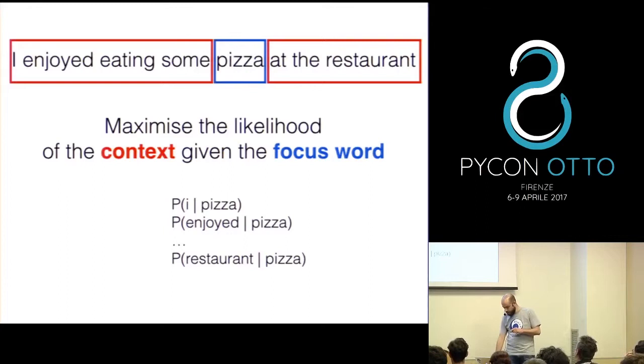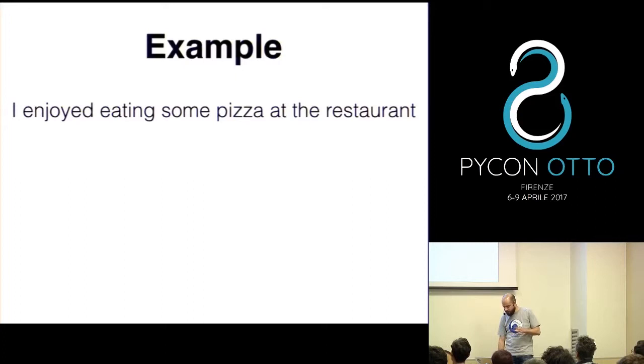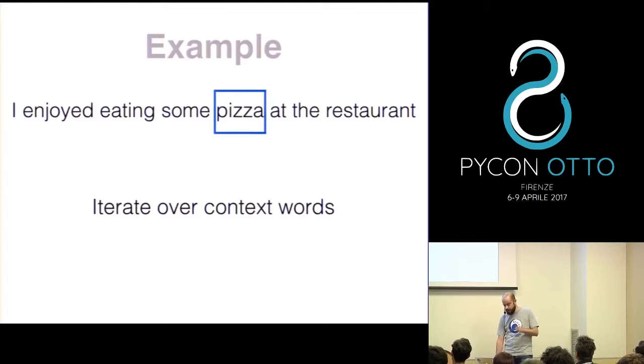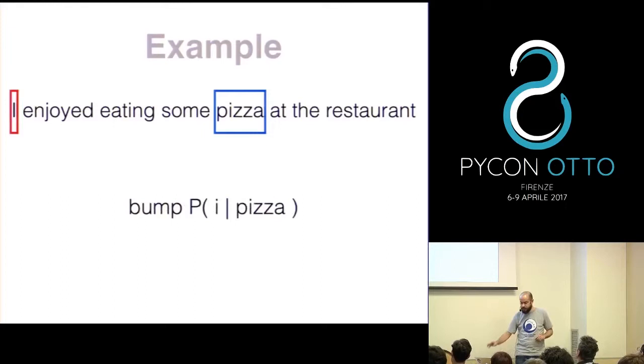So a few more details with this example to see how the algorithm is actually working. Same sentence as before. We have our focus word, and we want to iterate over all the context words. So we start from the beginning of the sentence. I see the word I, given that I'm focusing on the word pizza. So I bump the probability for I given pizza, and then I move on.